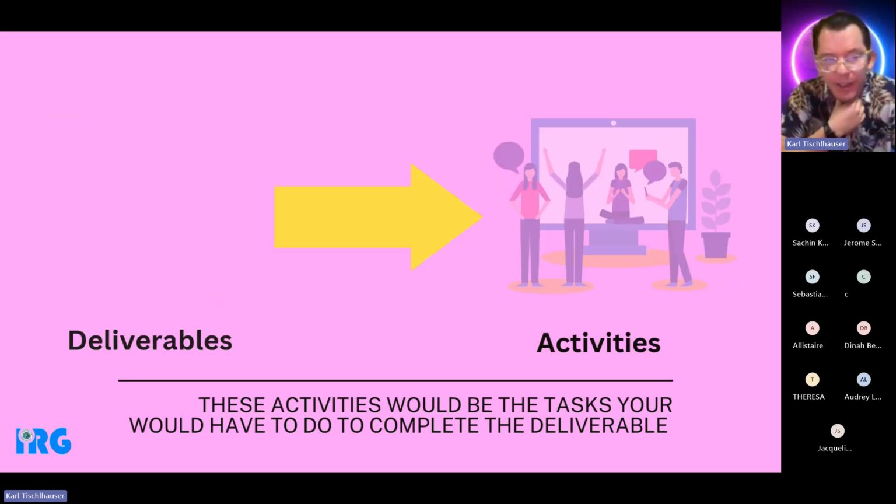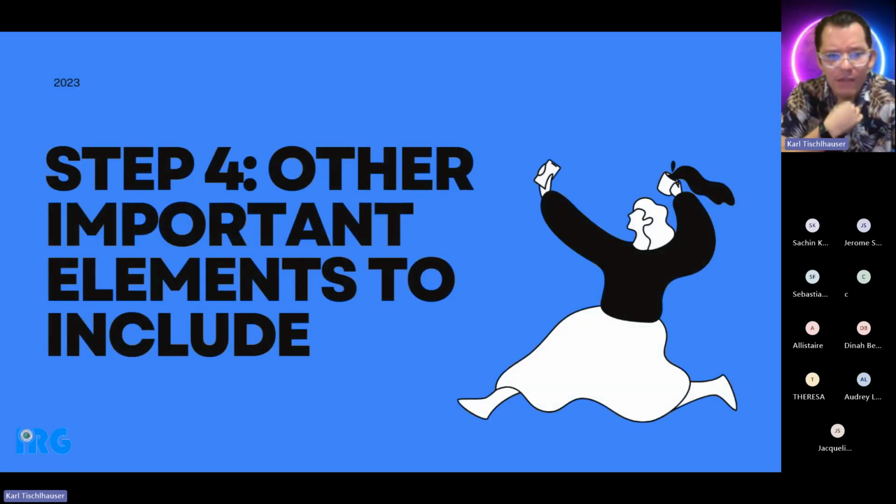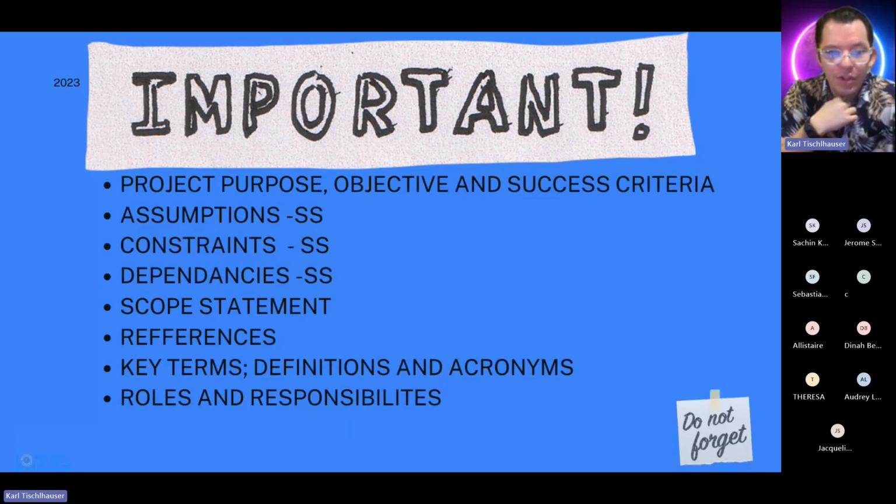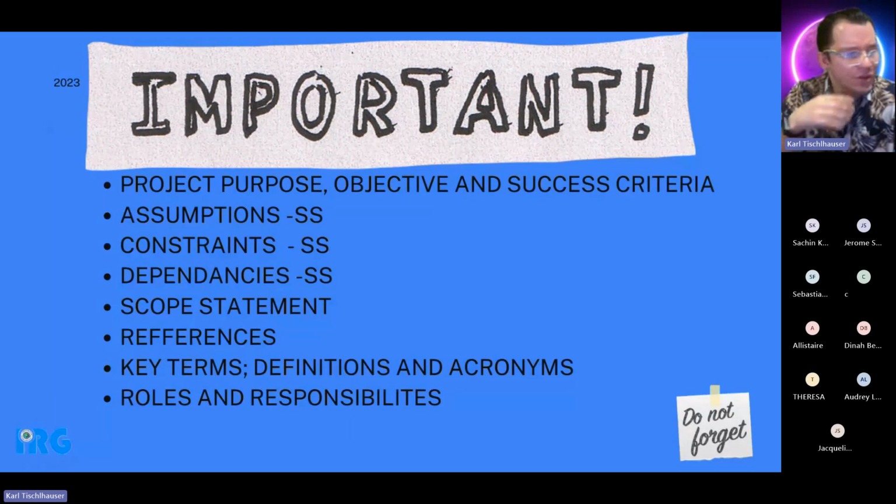Let me keep going. Step 4 is other important elements to include. There are many different important elements you can include in your project plan, and again, it's up to your discretion as a project manager in terms of what you want to include. Not all projects have the same things, because projects are different, as I've said many times today. But you can include your project purpose.